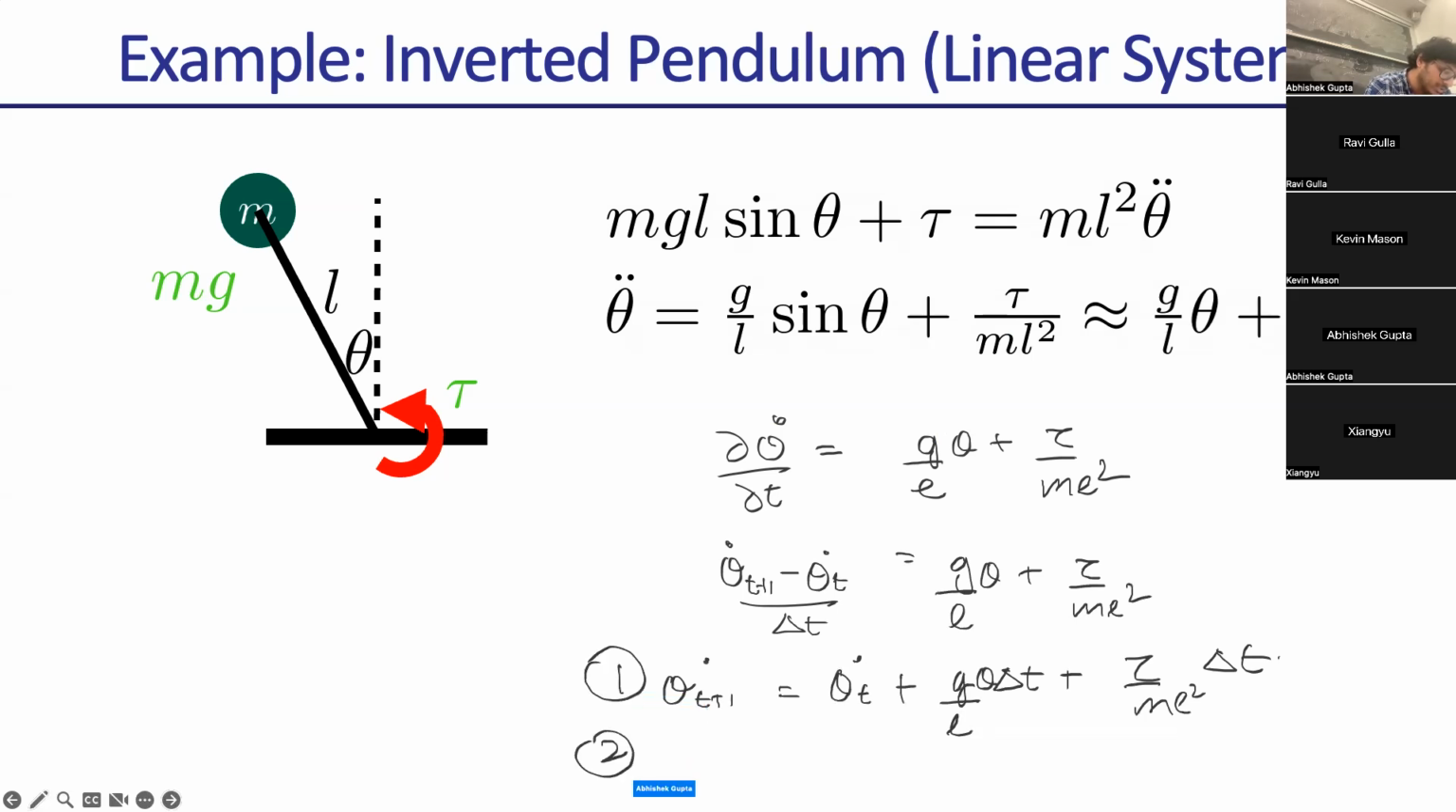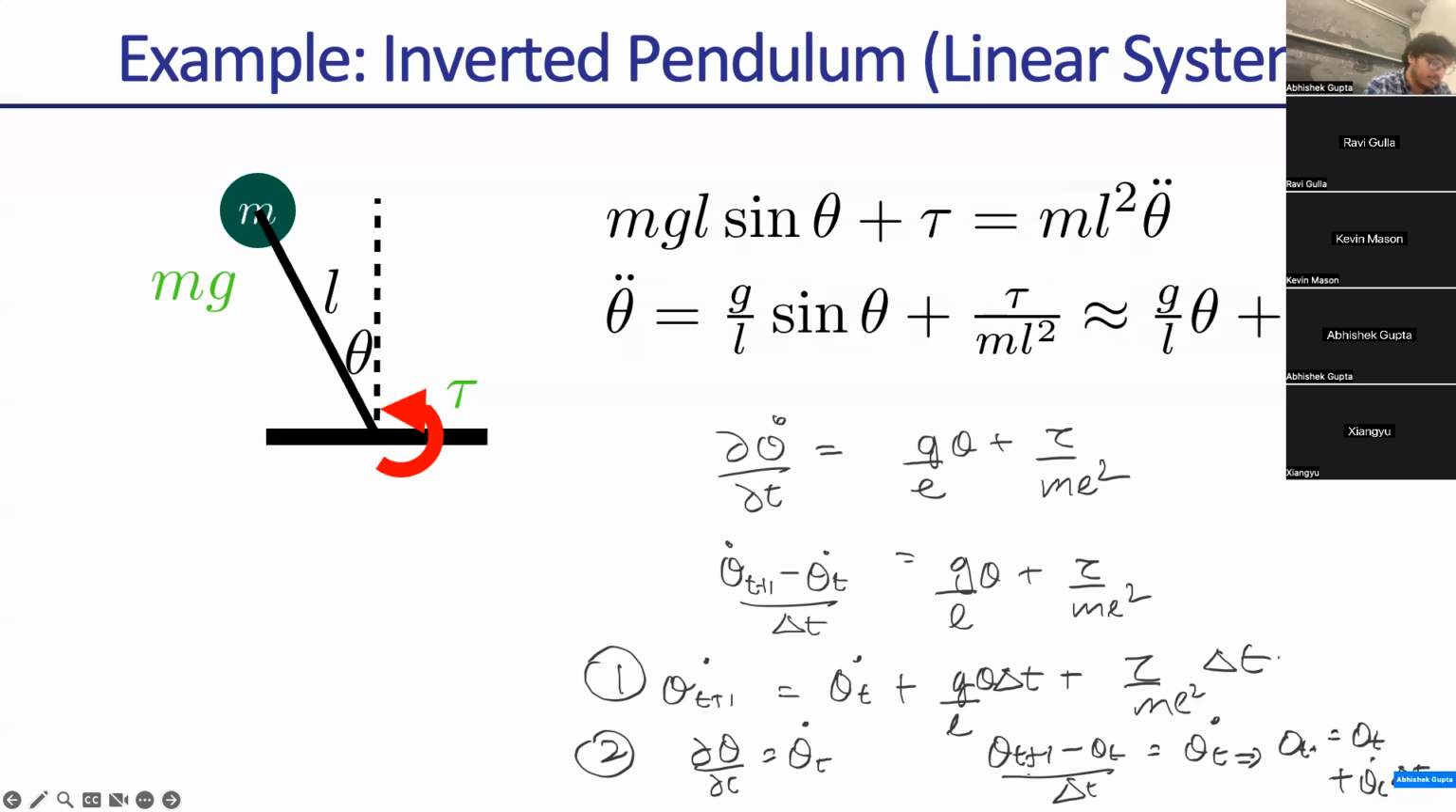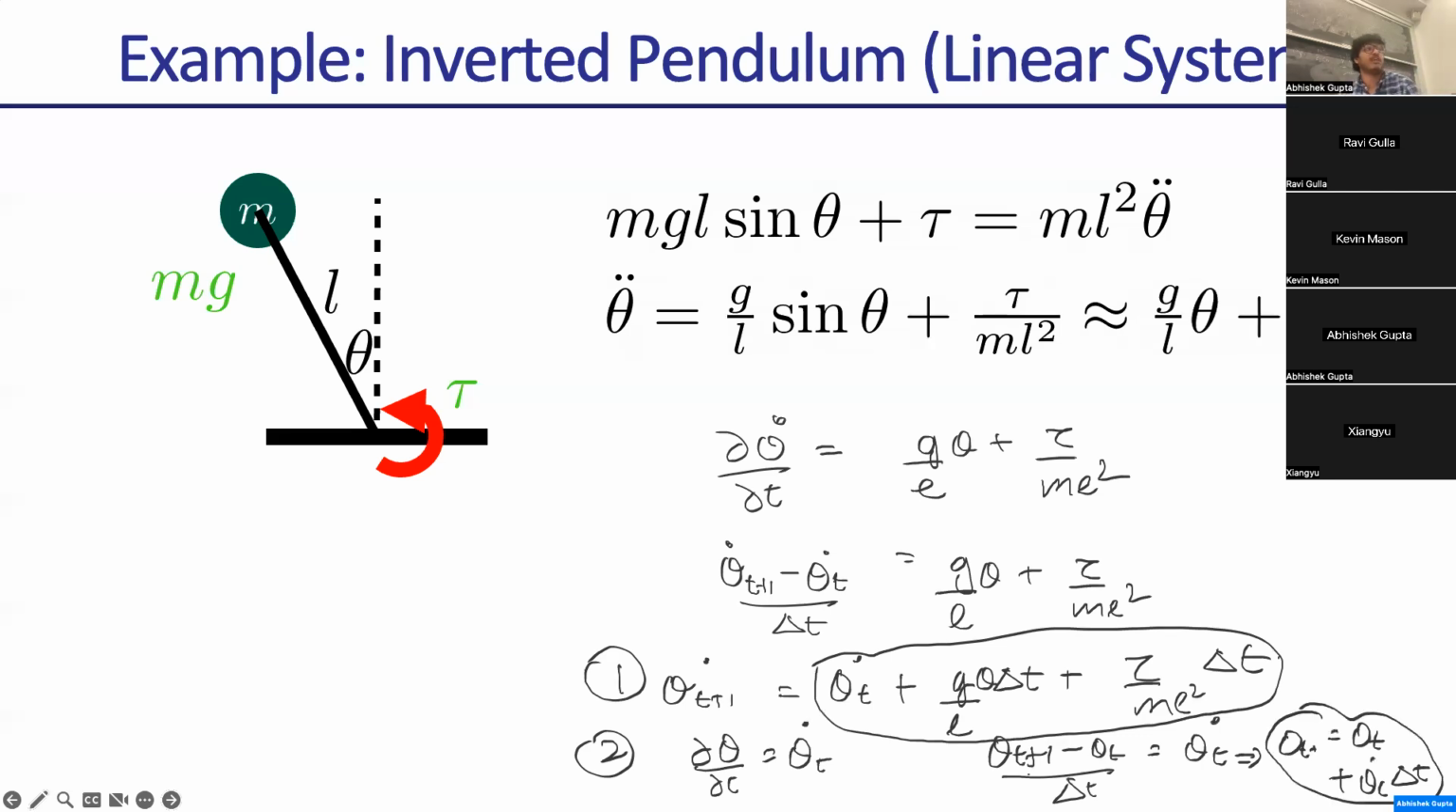And the second equation is just saying that d theta by dt is equal to theta dot t, just the definition of the derivative, which means that theta t plus 1 minus theta t by delta t is equal to theta dot t, which implies that theta t plus 1 is equal to theta t plus theta dot t times delta t. That's equation 2. So this is your equation 1, this one right here, and this is your equation 2. So that's defining how your system evolves.